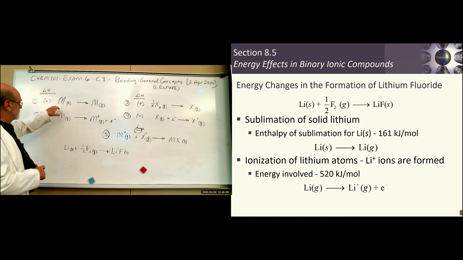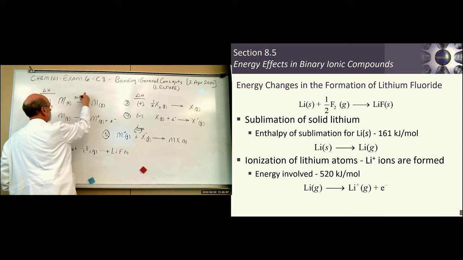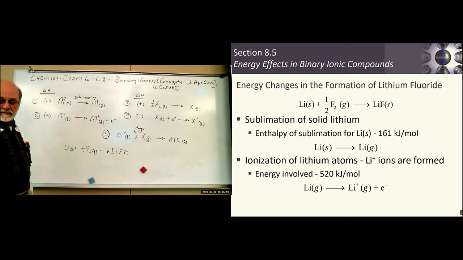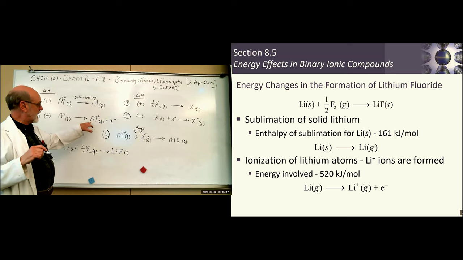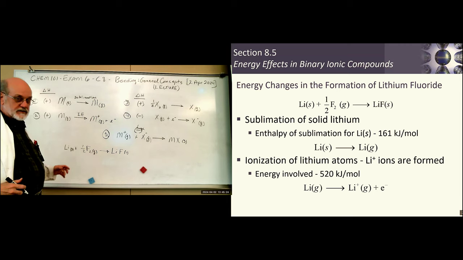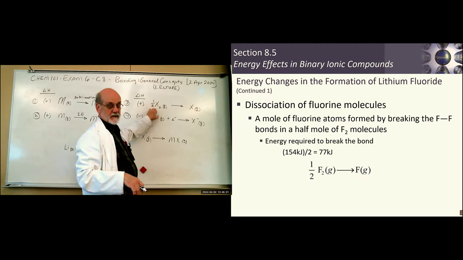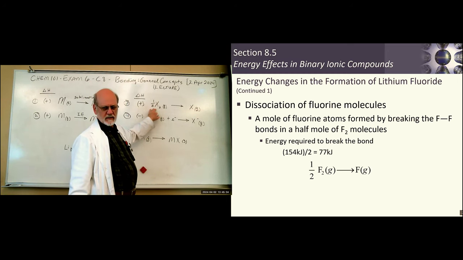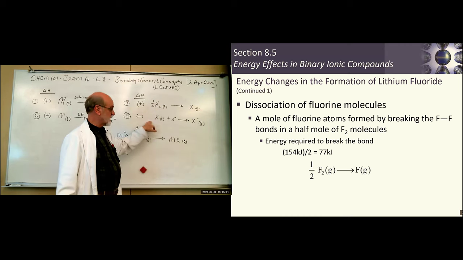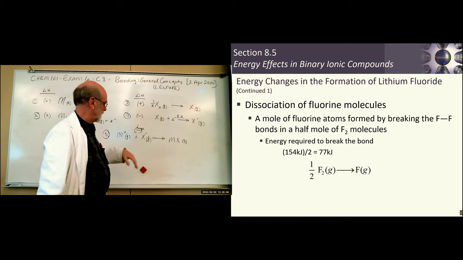You've got to sublime the solid to the gas. This is sublimation. How much energy does it take to do that? And then you've got to take the separate lithium gas atoms and ionize them. This is ionization energy. And then next slide. You've got to dissociate the fluorines. I don't know if this has a separate name. No, it doesn't. You just break the bonds between the fluorine atoms. Then you take the individual fluorines, and this is electron affinity. And then this is lattice energy.